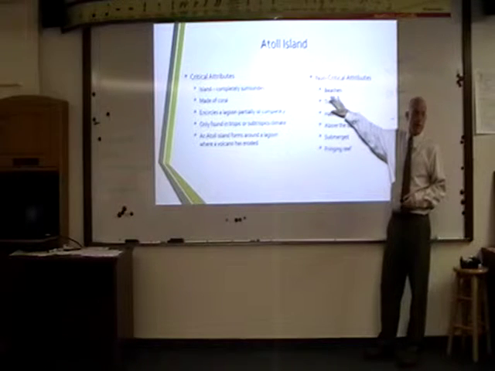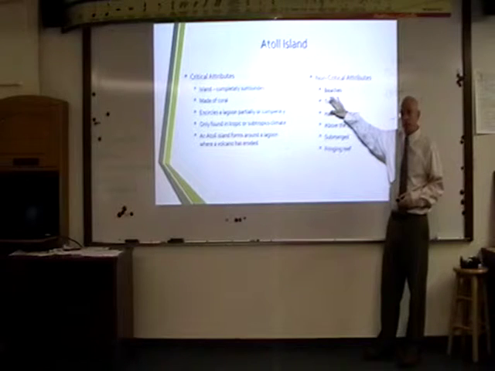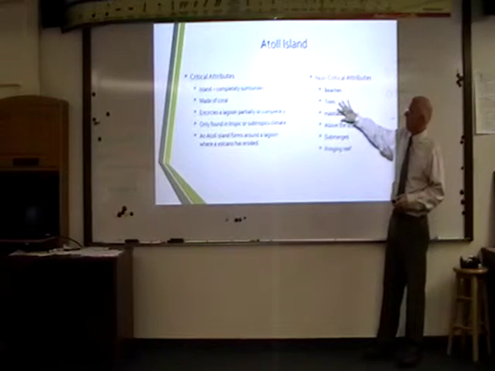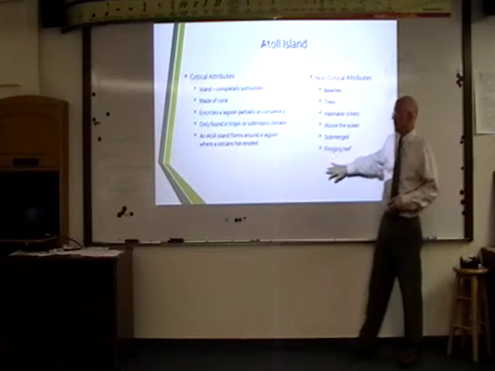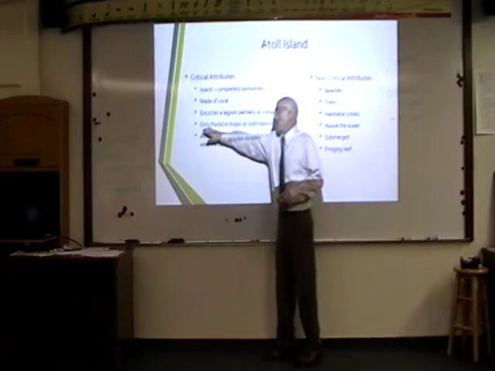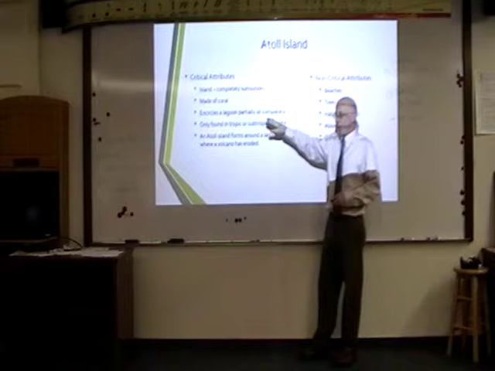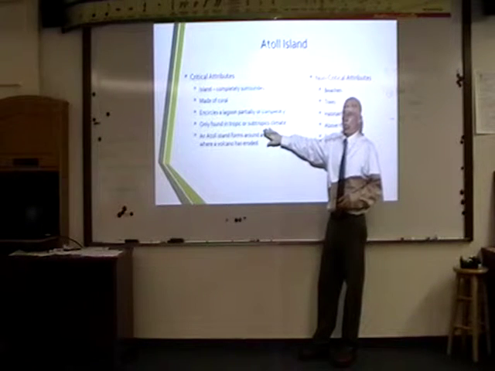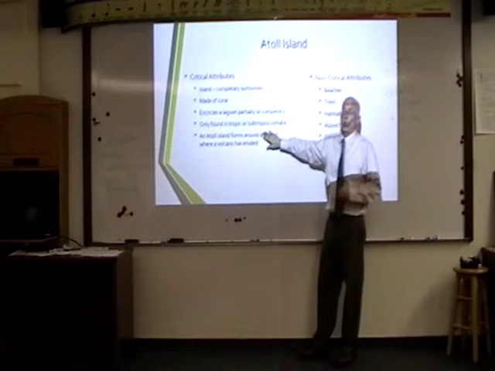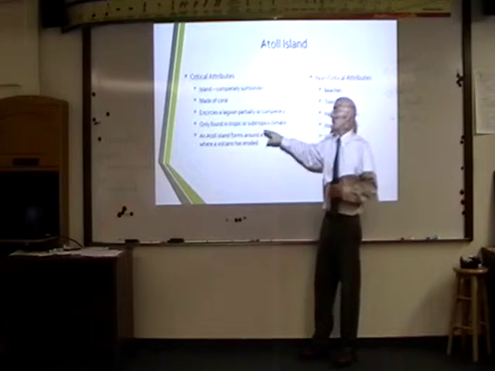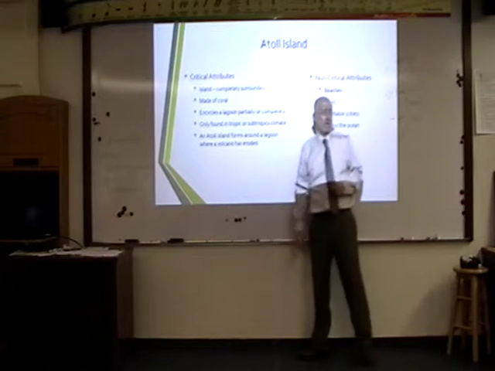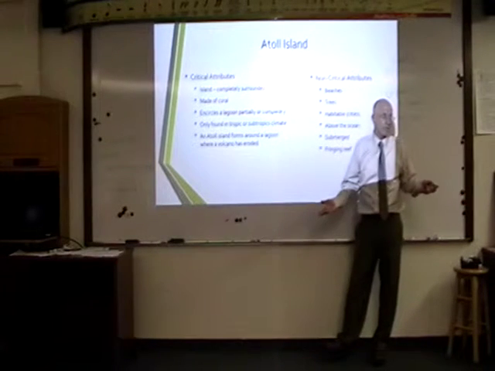Non-critical attributes are beaches. I mean, atolls have beaches, but just because an island has a beach doesn't mean it's an atoll. So these would be non-critical attributes. Here's a critical attribute: atolls have to be found in warm water because they're made out of coral and it can't grow in cold water. So you will only find an atoll in a tropical or subtropical climate.